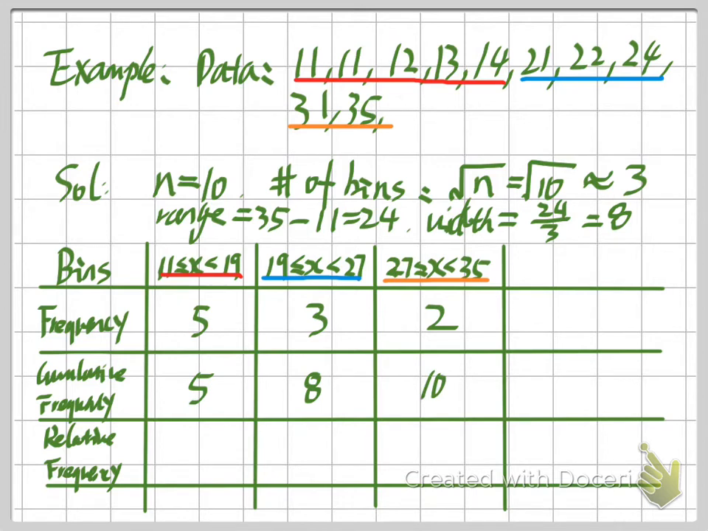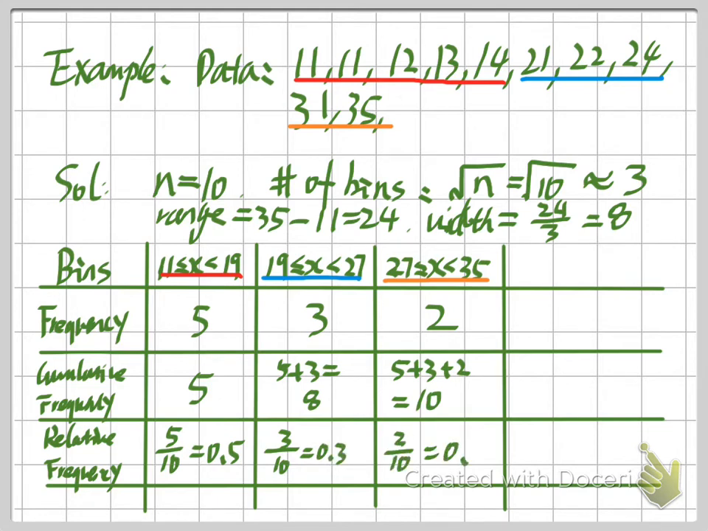Okay, and then the last terminology we want to decide is relative frequency. Relative frequency is the number of data in each bin divided by the total number of data in the data set. You can think of it like a percentage, but it is actually a number. For the first one, the frequency 5 divided by the total of 10 gives 0.5. The second is 3 divided by 10, which is 0.3. And the last is 0.2. So this is how we can decide the frequency, cumulative frequency, and relative frequency of a data set.